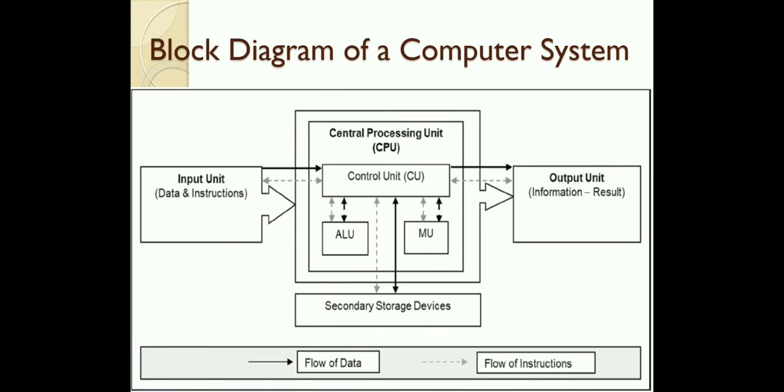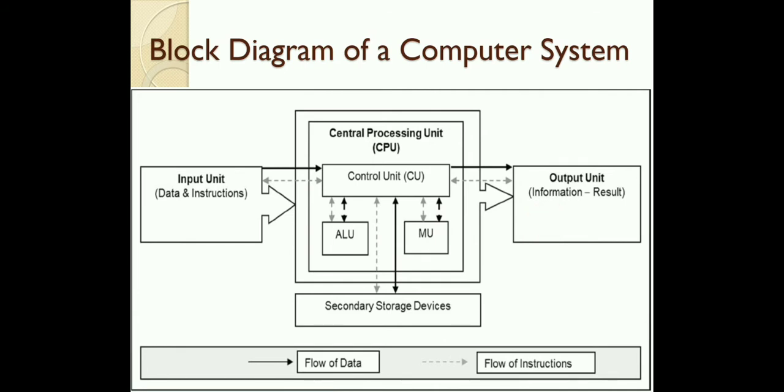Here you can see the block diagram of the computer system. Here you can see these are the input unit, through which we give the input to the computer system or the CPU. Here we have the CPU which receives the input from the input unit and which provides the required output to the output unit. Here in the input unit we pass data and instructions to the CPU. CPU process the data and instruction and provides the required information as a result.